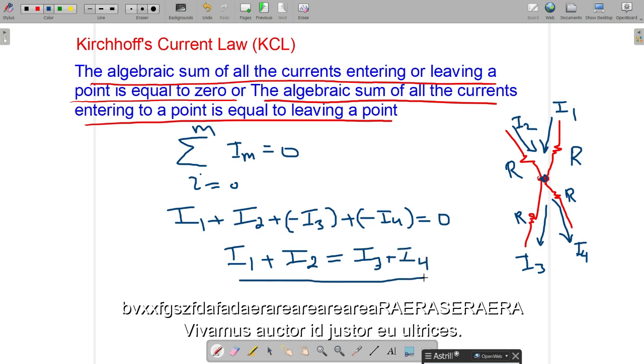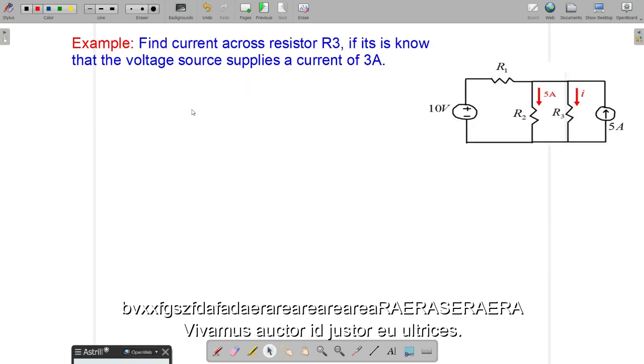From here we got another definition of KCL, that is, the sum of all the currents entering a point, which are I1 and I2 in this case, is equal to the sum of all the currents leaving the point, which is I3 and I4 in this case. We take an example in order to further elaborate on Kirchhoff current law.